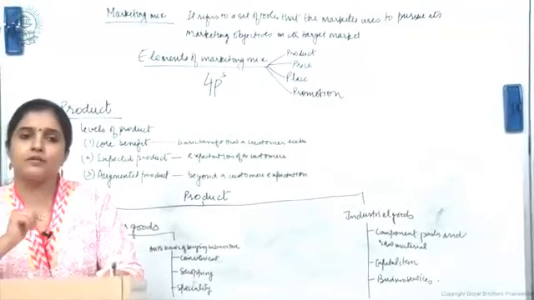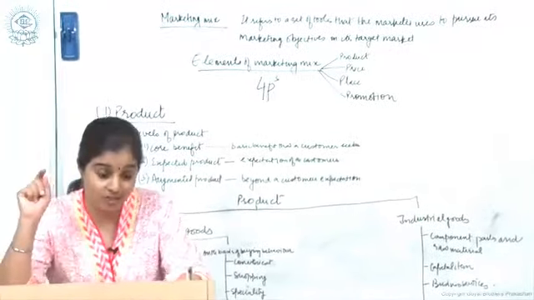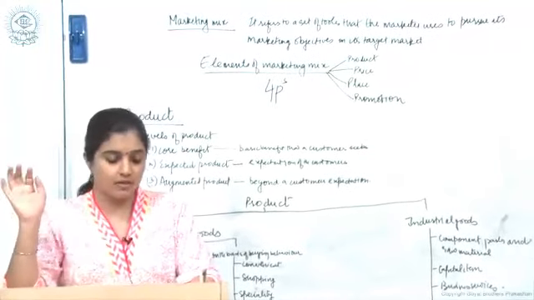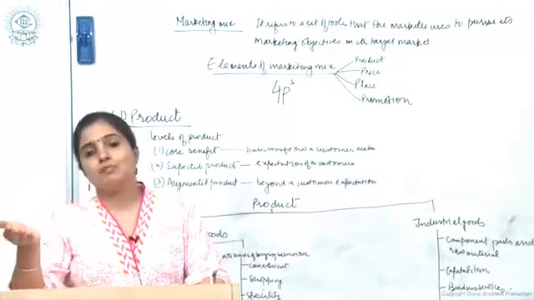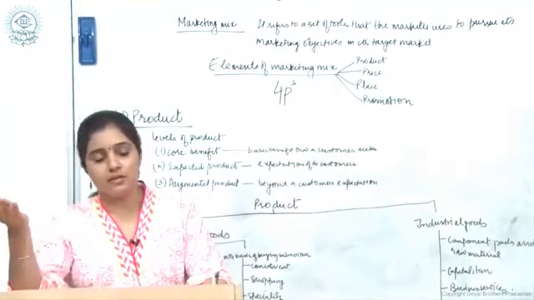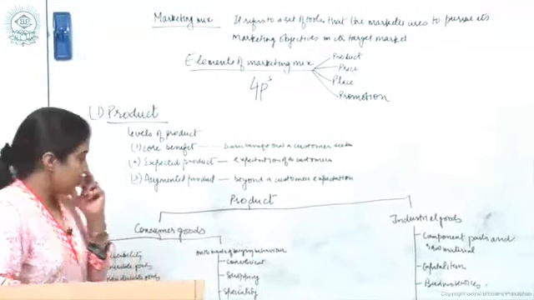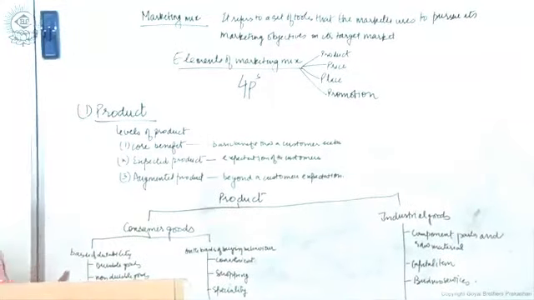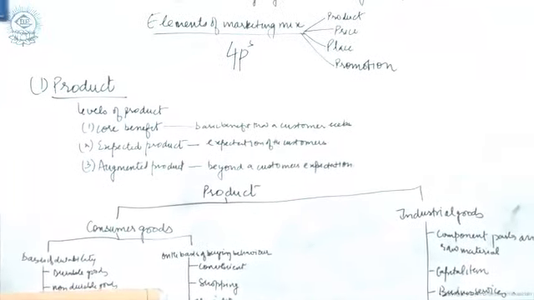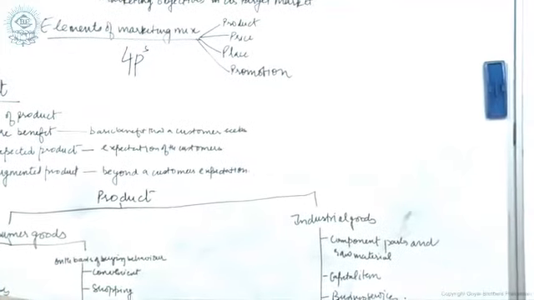Then we talk about services. Services are your intangible product, something you cannot touch, feel or see, but it exists. Examples would be your banking service, insurance service, transportation, etc. Right? Now, these were on the basis of durability. ठीक है? Durable products, non-durable products, and services.